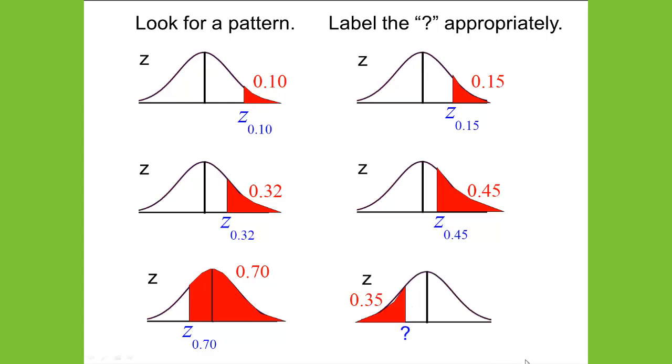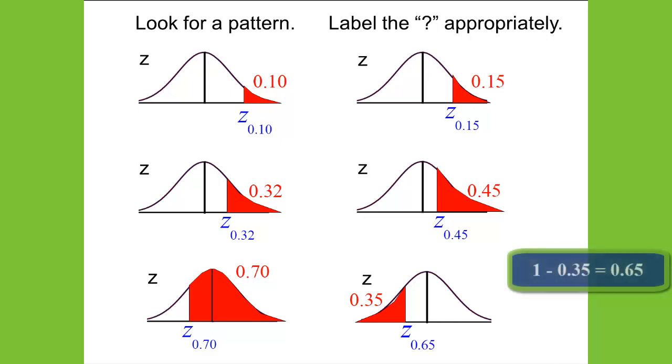Our last one is a curve with 0.35 shaded to the left. Notice that this is not Z sub 0.35, it is Z sub 0.65, because it should be the area that is to the right, not the area that is to the left. Even though we've labeled it 0.35, it is the area to the right that we associate with the Z.